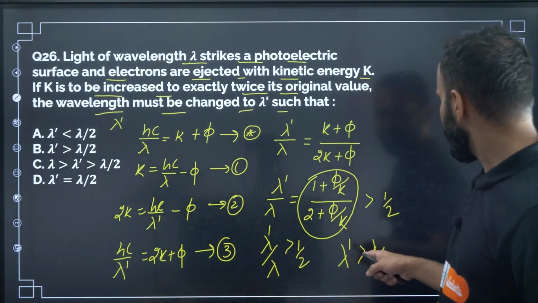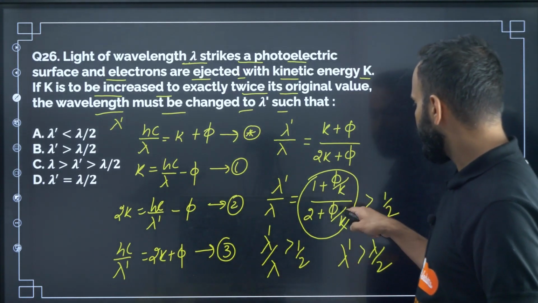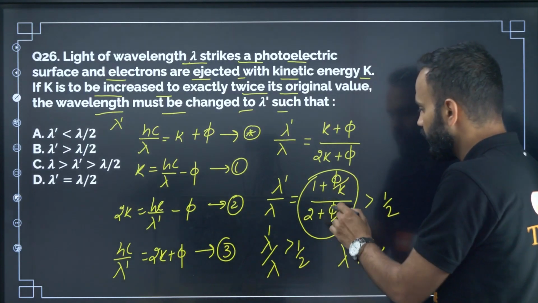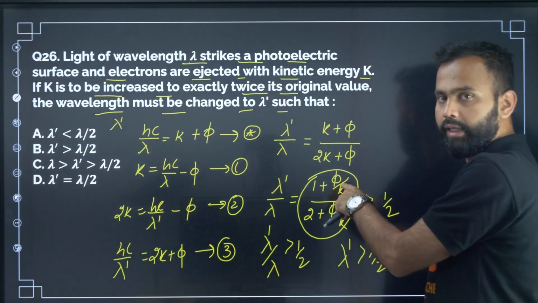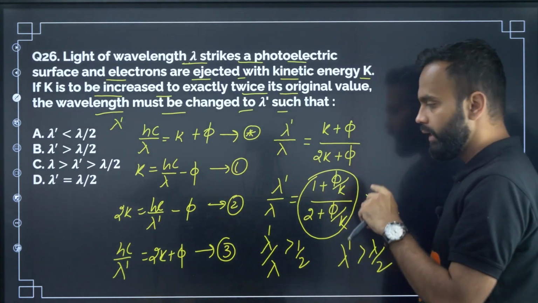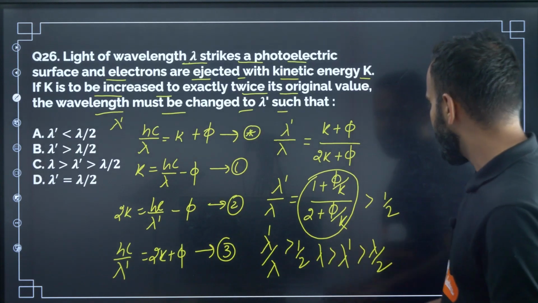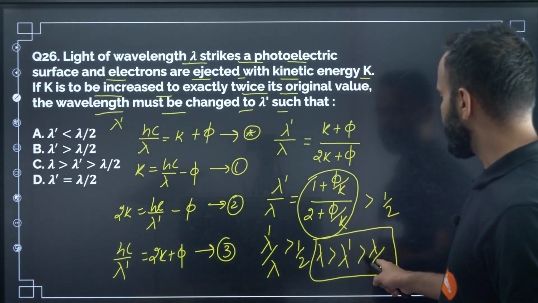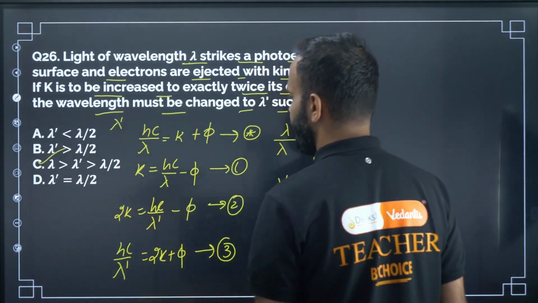Now we need to find whether lambda dash is lesser than lambda or not. If you increase the value of k, both sides increase equally, so the value will remain the same. So lambda dash is always lesser than lambda, isn't it? So this is the condition. The correct option is C.